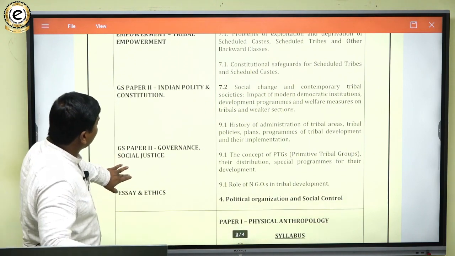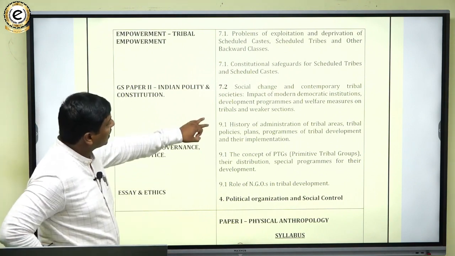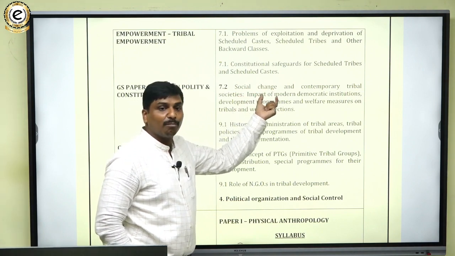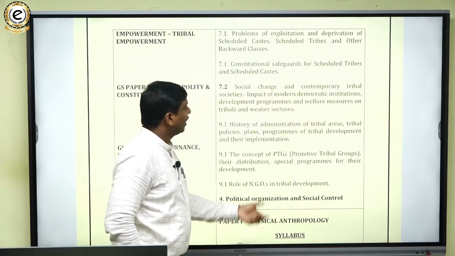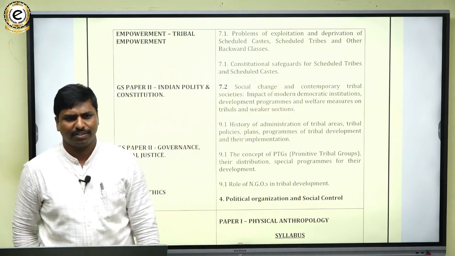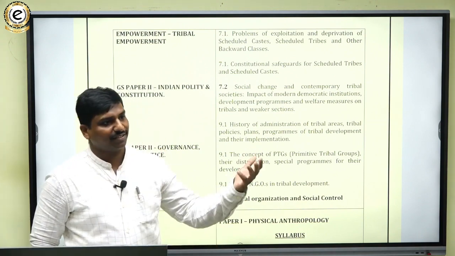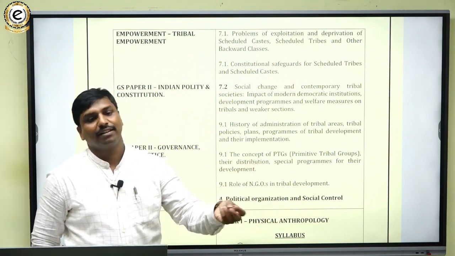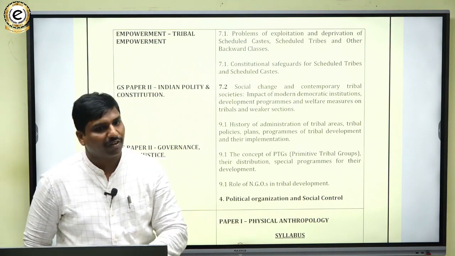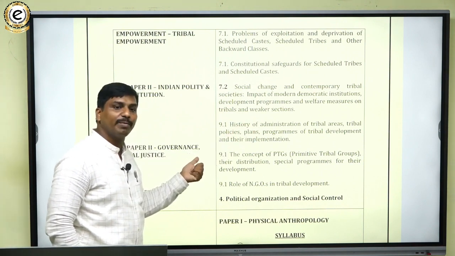So then if you look at the governance and social justice portion, there are some topics like social change and contemporary tribal societies, where impact of modern democratic institutions and developmental programs, welfare measures for tribals and weaker sections. This is what you study in social justice, welfare schemes for various sections like women, children, youth, tribals, scheduled castes, scheduled tribes, all of them. So this would be covered here also. Okay, the social justice part also would be covered likewise.